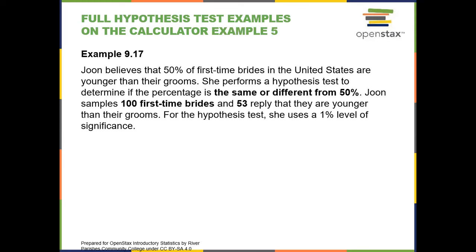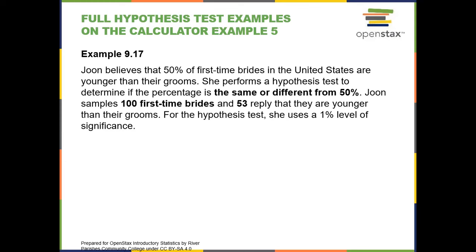Joan believes that 50% of first-time brides in the United States are younger than their grooms. Okay, she performs a hypothesis test to determine if the percentage is same or different from 50%. Joan samples 100 first-time brides and 53 reply that they're younger than their grooms. For the hypothesis test, she uses a 1% level of significance.